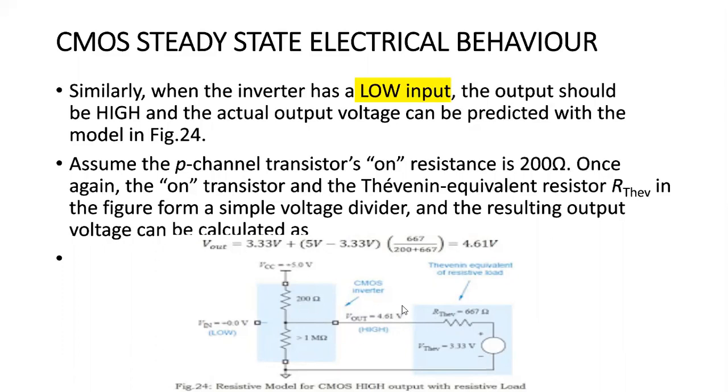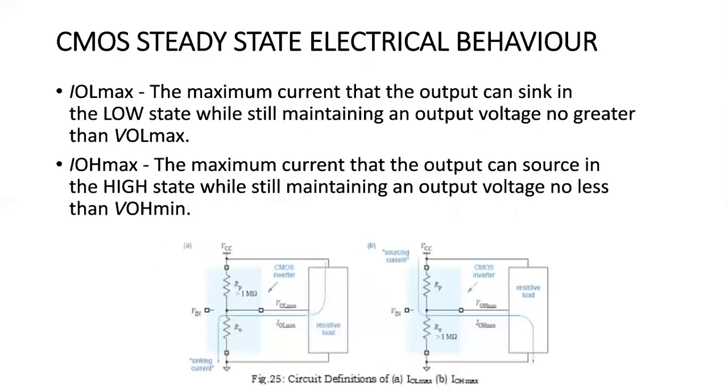Like this we can get the output voltage. So the output voltage is equal to 3.3 plus supply voltage 5 volts minus 3.3, into the voltage across this resistor 667 by the total resistance 200 plus 667, which gives 4.61 volts. So because of the resistor load, we are getting the output voltage as 4.61 instead of 5 volts. Like this we can calculate the output voltages and input voltages.